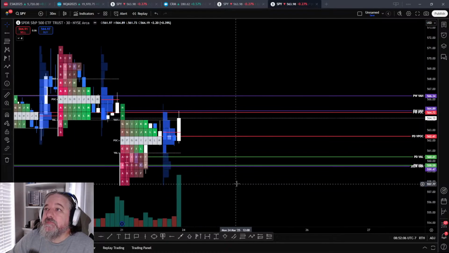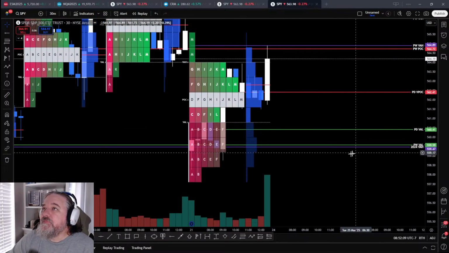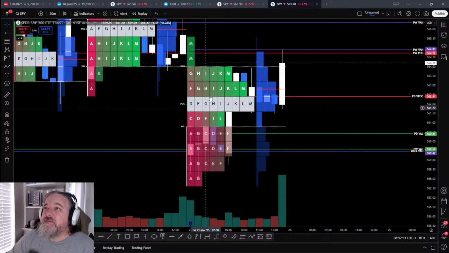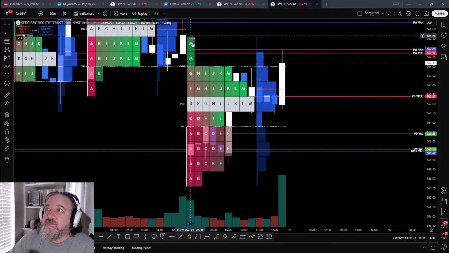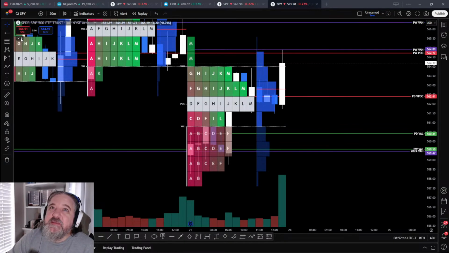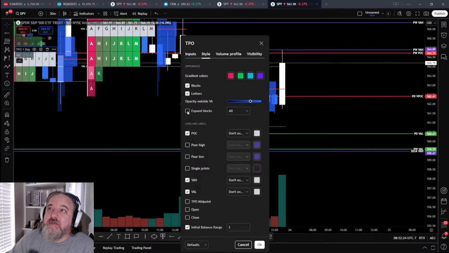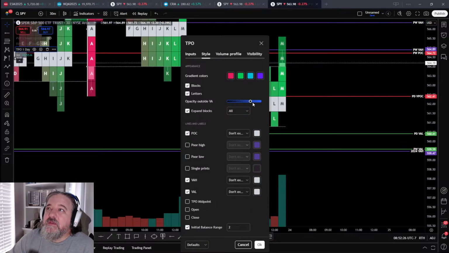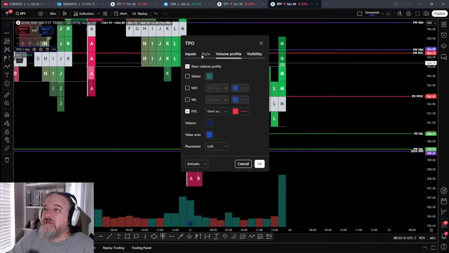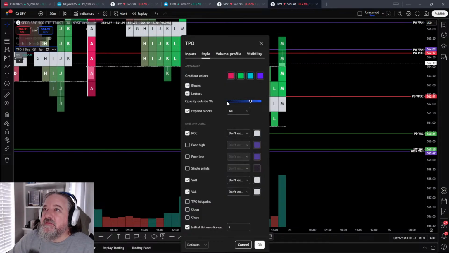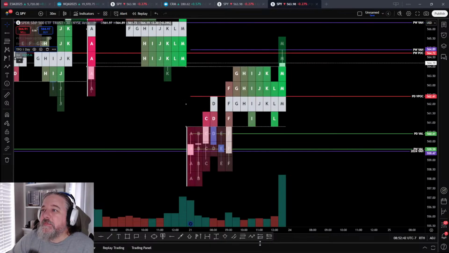Okay. So I guess this is kind of good because on Friday we had a spike. And basically what TPO is, if we go to our settings here, go to style and expand blocks. I wish I could change the opacity inside of the value area as well, because that would be really helpful. But we'll work with this.